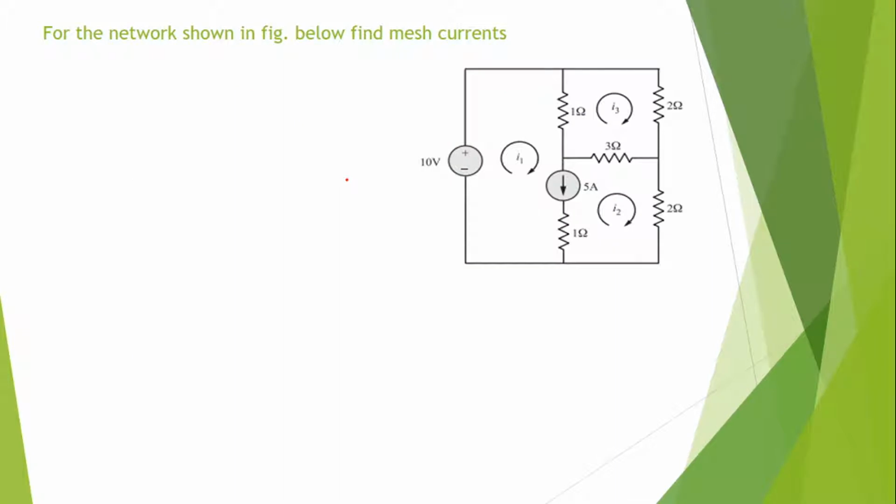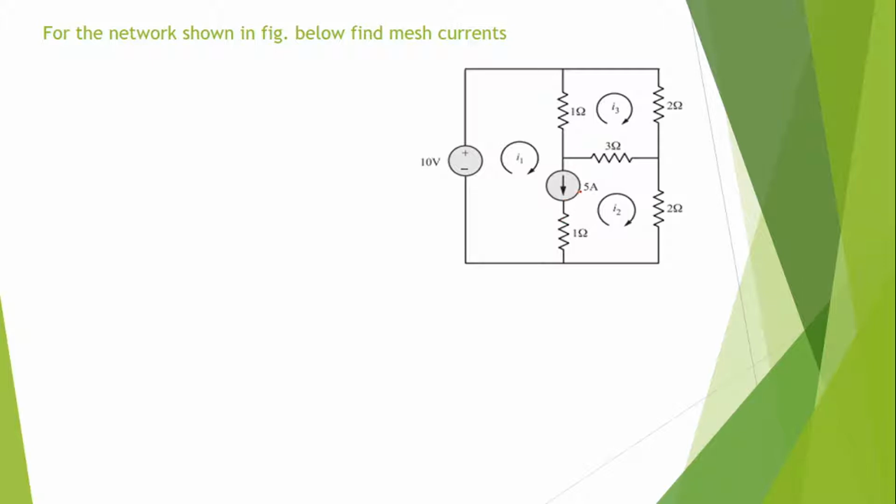In this case, for the network shown in the figure below, find the mesh currents. This is the network given, and here three mesh currents are given: I1, I2 and I3. We need to find these mesh currents using mesh current analysis. First we will check: is there any resistance connected in series with the current source, or a resistance in parallel with the voltage source?